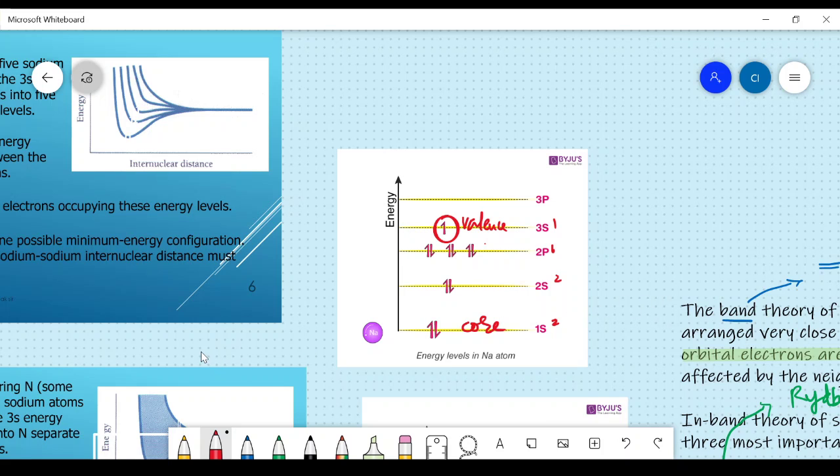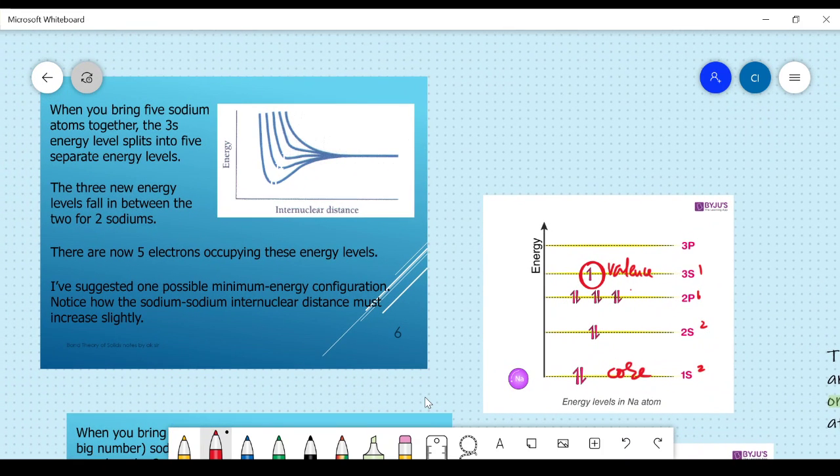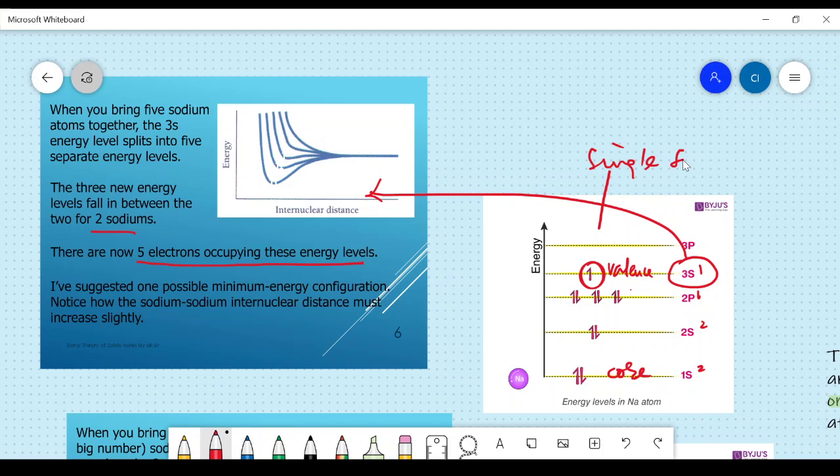This electron is free to move about, and when you have five such sodium atoms together, this is the 3s level. You can see how it is represented by means of the diagram. It splits into five separate energies. Three energy levels fall in between, and there are five electrons occupying these energy levels. That is what it says when you have five sodium atoms. This is for a single sodium atom. When you have five sodium atoms, you can represent it as five different energy levels.